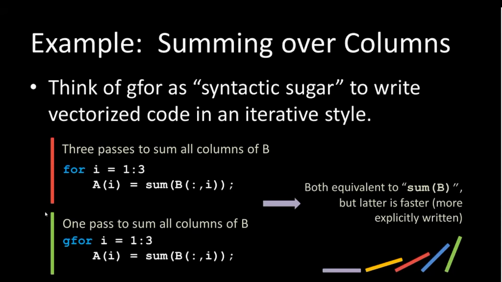So here's a similar example. Instead of matrix multiplication like that previous example, this one is summing over columns. And again, the only difference between these two code segments is the addition of the G in front of the for loop. But both of these equivalently result in the summation of the columns of B out into a vector A.